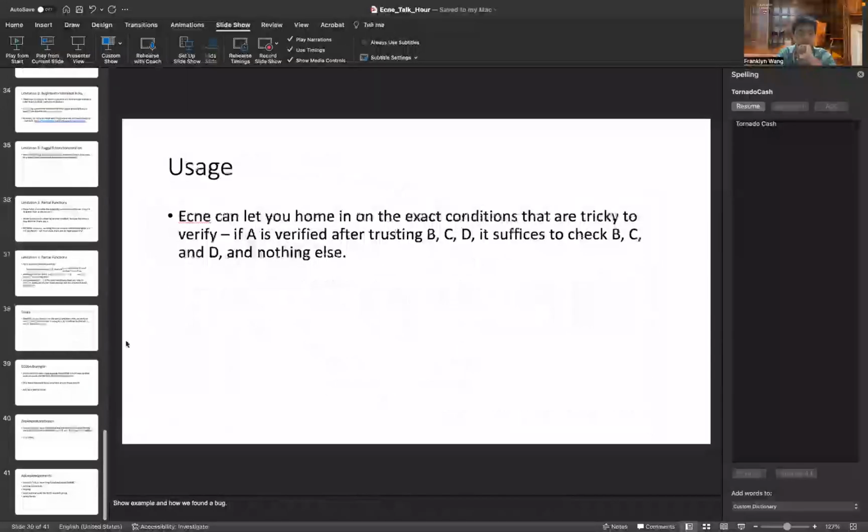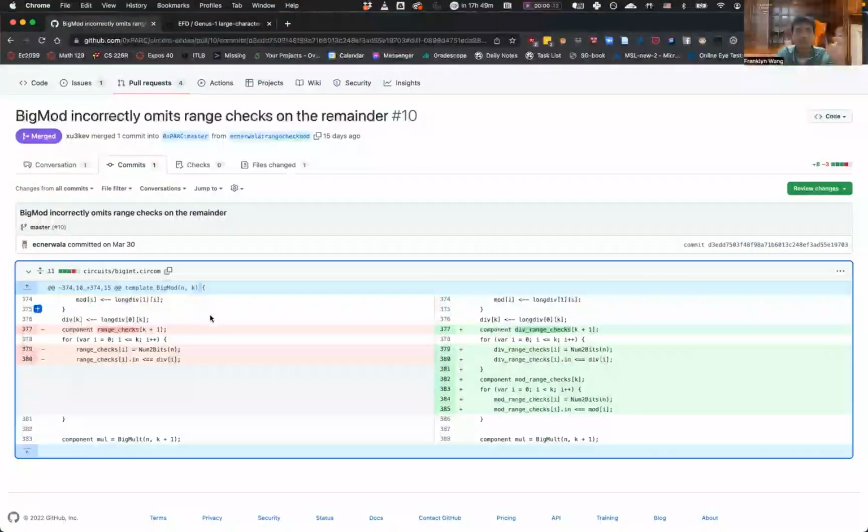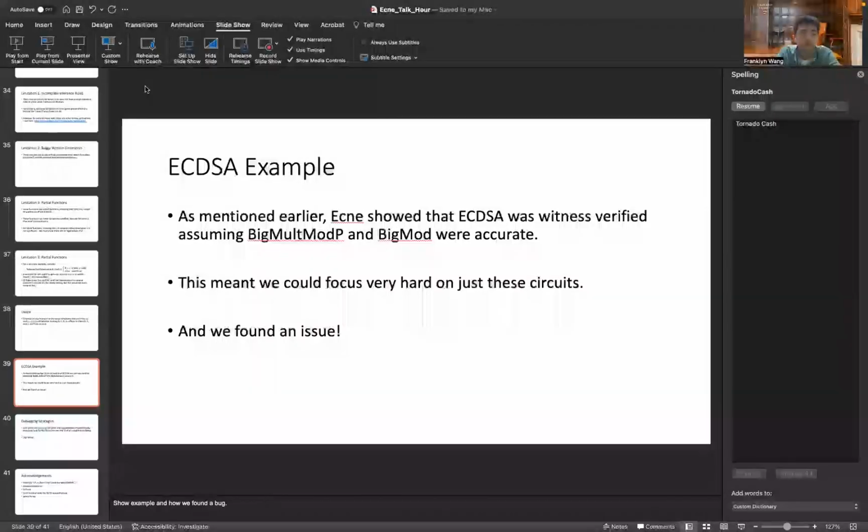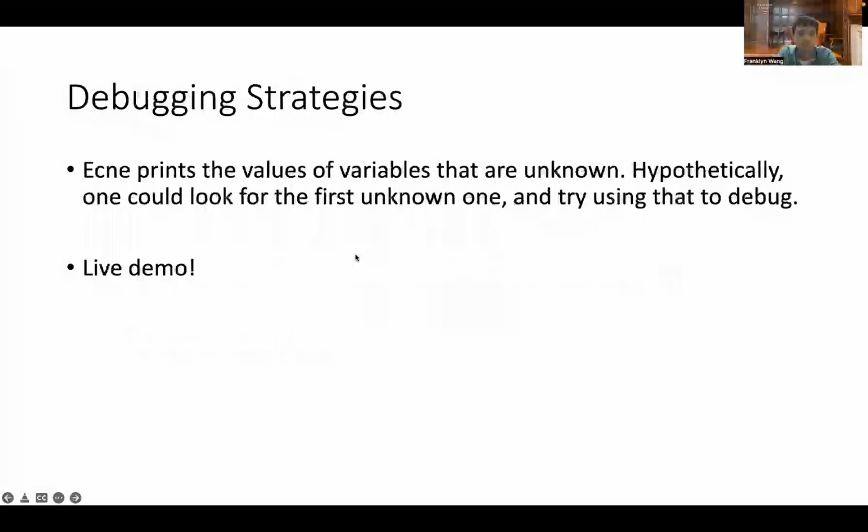Nevertheless, this showed that Ecne was able to do something useful. Even if it couldn't find the bug itself, it was able to raise awareness as to where any bugs would be, because it could tell you, okay, there's no bugs in this part of the area, you just need to check this part. So that was one of the things Ecne was useful for. One way you might do debugging with Ecne is that it prints out the values of variables that are unknown or not uniquely determined. One thing you could do is look for the first one that was unknown and then try using that to debug.